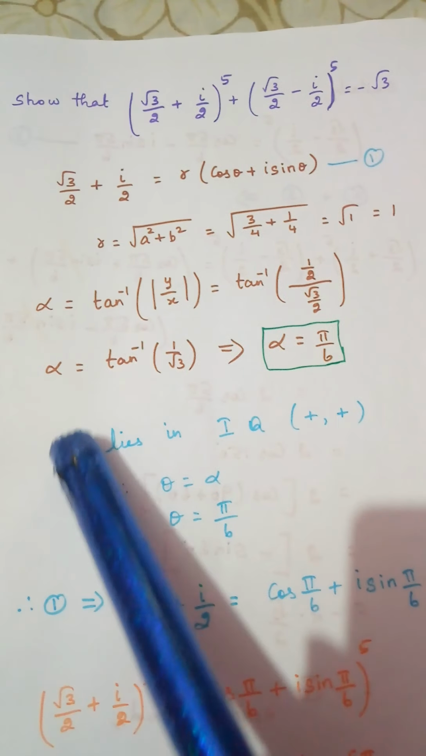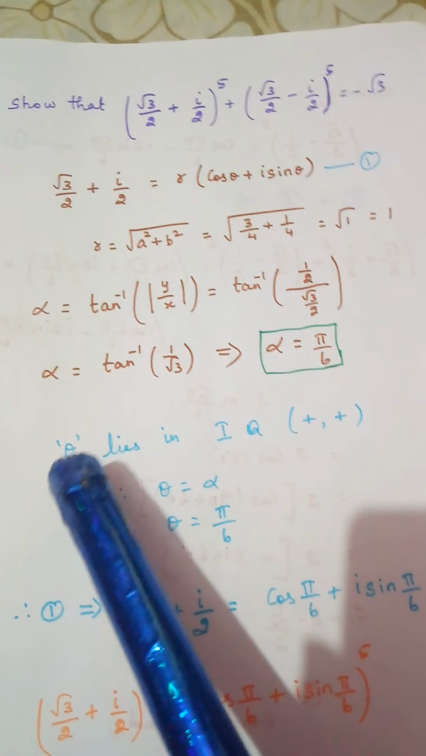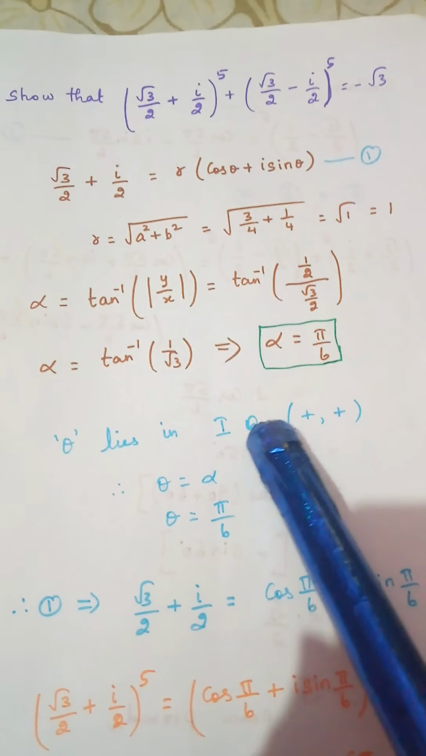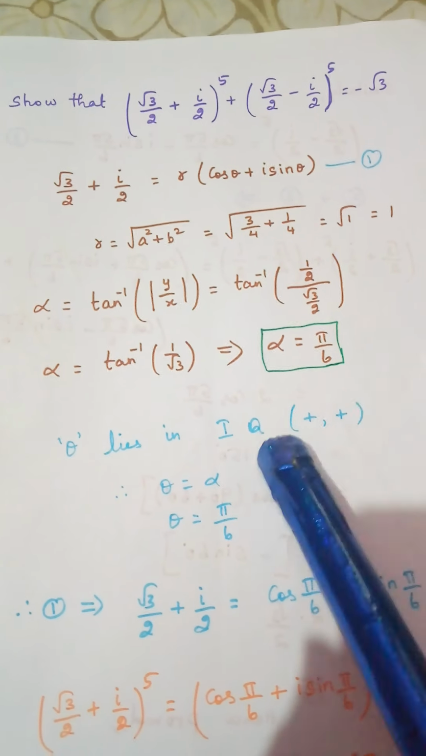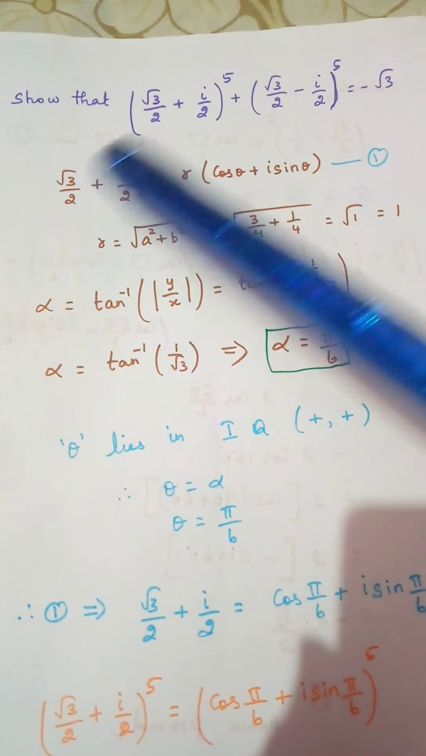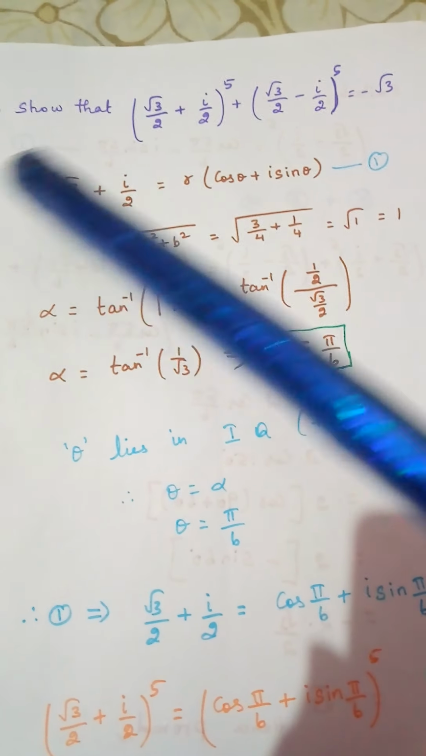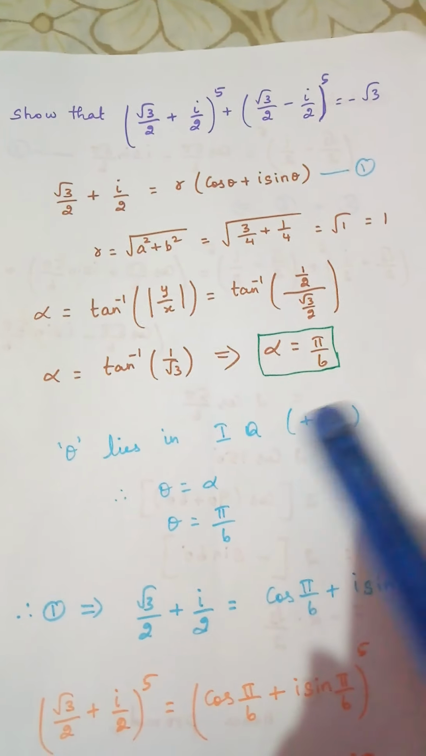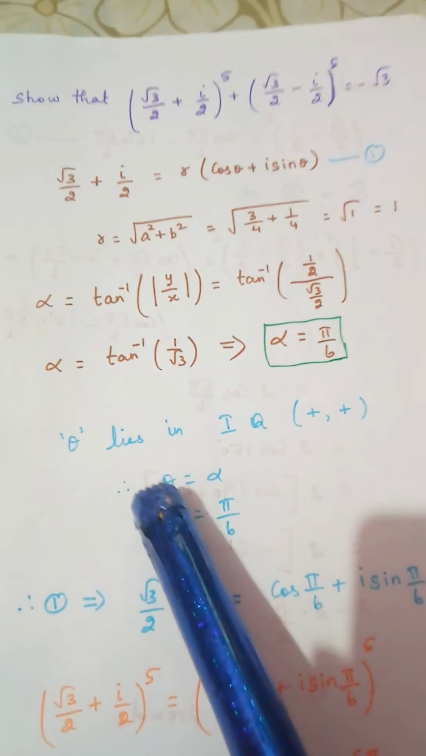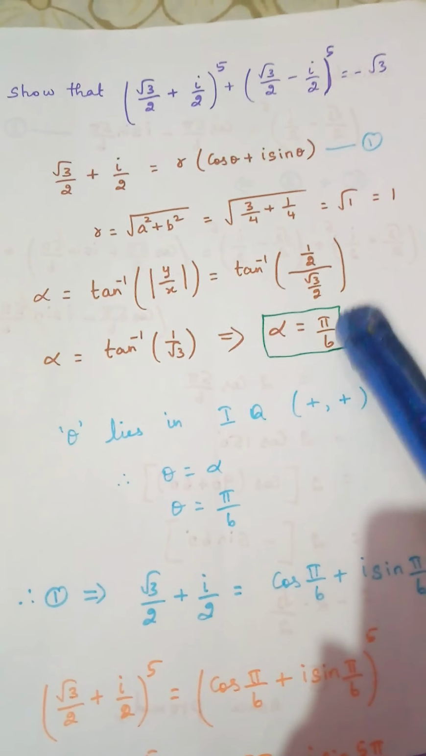Next we need to find theta according to the quadrant it is present in. So I am writing here that theta lies in the first quadrant. Can you tell why? The reason is given here: plus plus. Looking at this complex number, the real part is positive and the imaginary part is also positive, so plus plus, which means first quadrant. The formula for the first quadrant is theta is equal to alpha. We know the alpha value, so theta is equal to pi by 6.